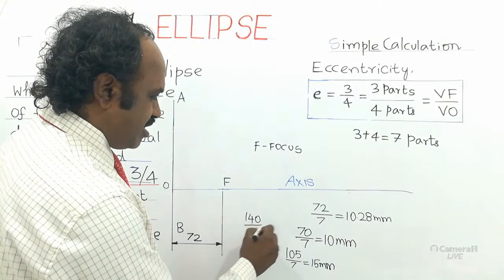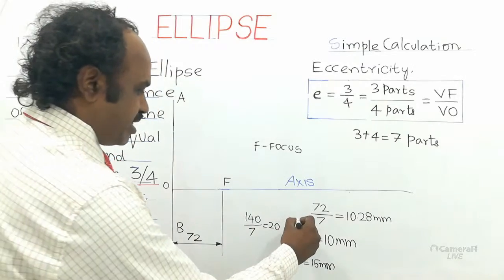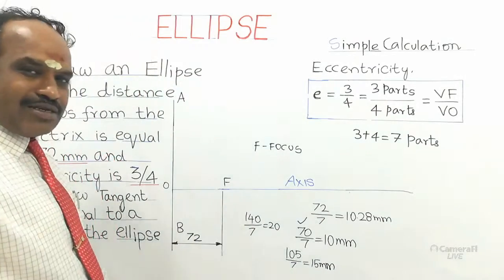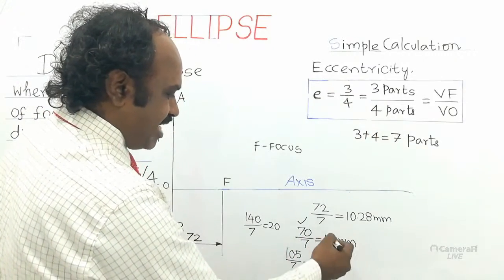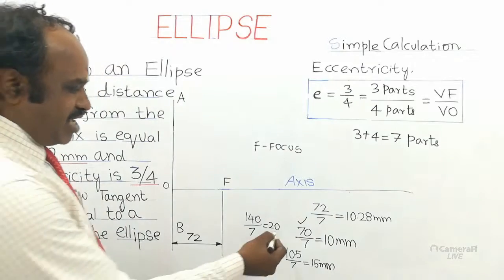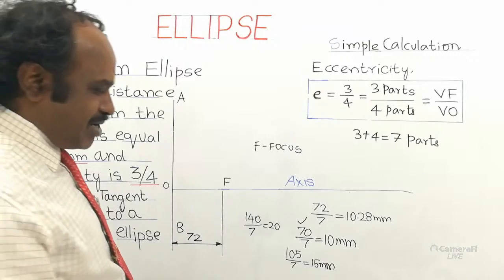140 divided by 7 gives 20 mm. Okay, I will choose 70. We should take 70, any round number. If you divide it by the total number of parts, you will get a round number like this. 10 mm can be marked easily, 20 mm can be marked, 15 mm can be marked easily. Don't take intermediate numbers like 17 or 16.